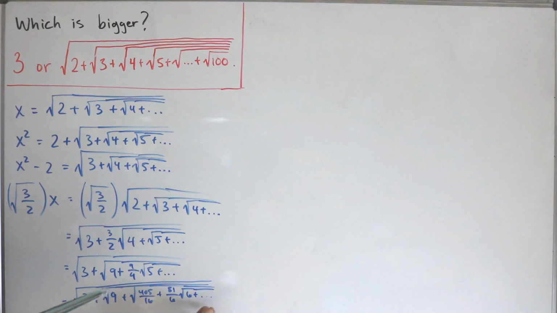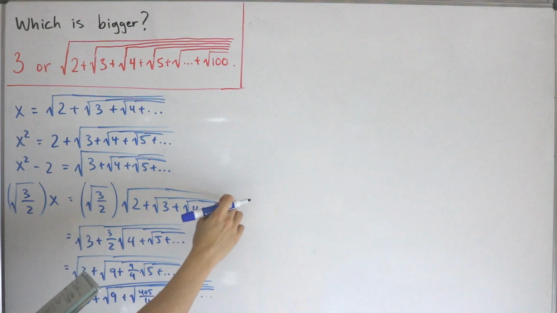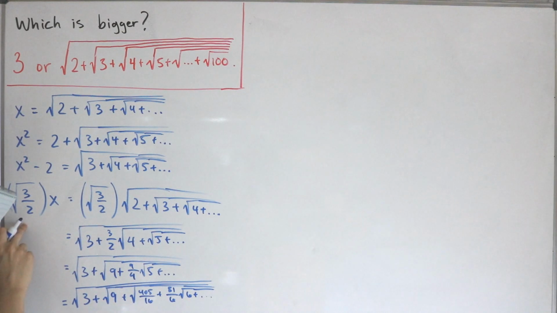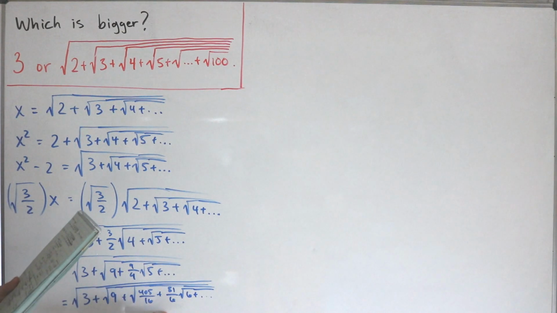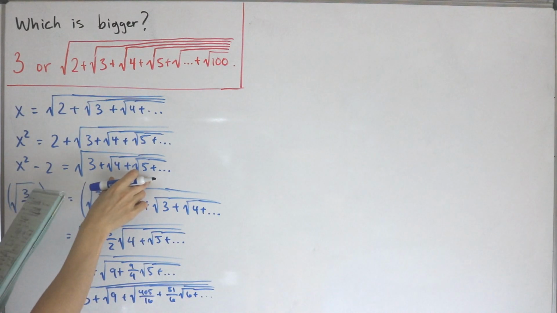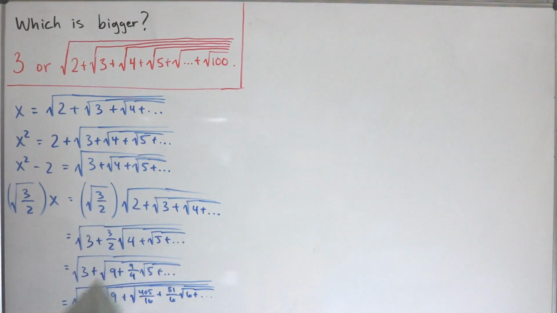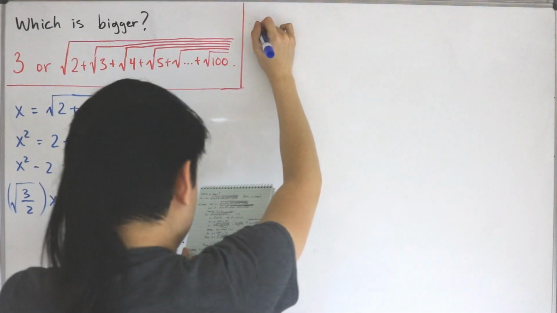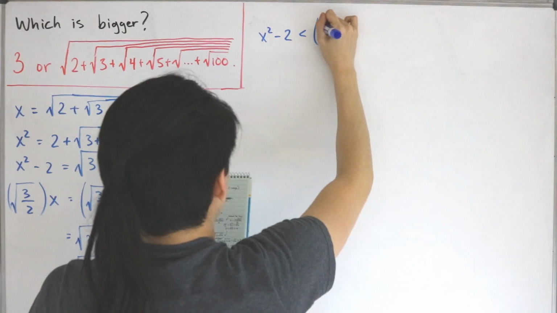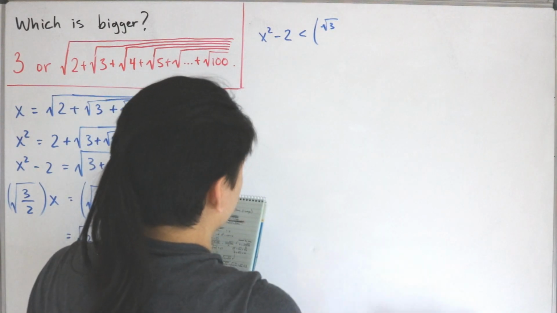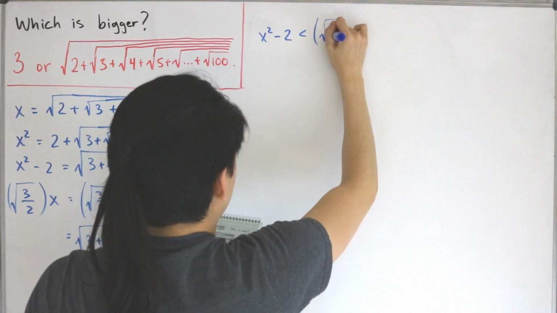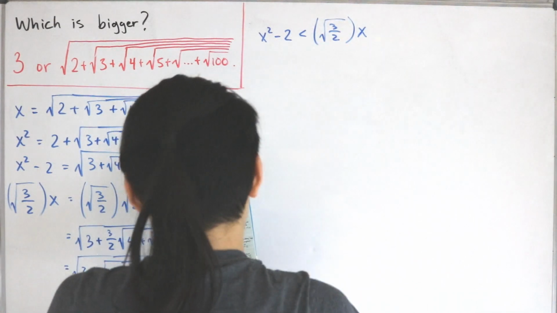You'll notice that this specific number over here with the subsequent radicals continuing on, after multiplying the quantity of the square root of 3 over 2, is actually going to be larger compared to how we have x squared minus 2 equal to this infinitely nested quantity over here. So with that in mind, I can make the comparison and say that x squared minus 2 is strictly less than the square root of 3, I'm supposed to write that with a bigger radical symbol, the square root of 3, then divided by 2, and then multiplied by x.